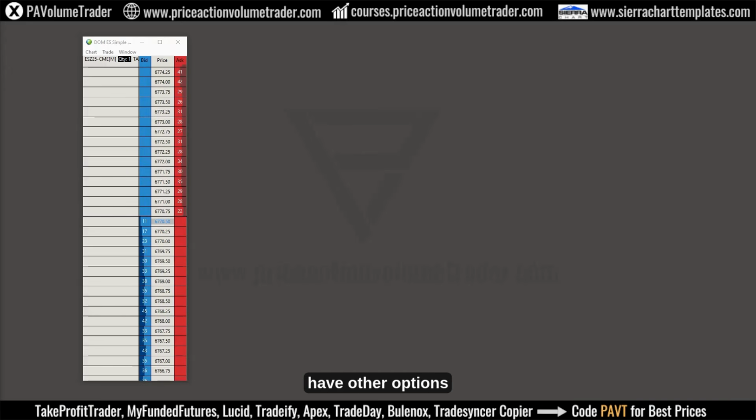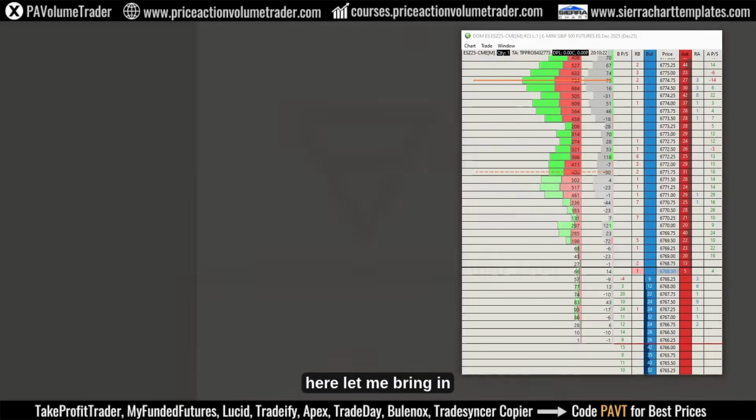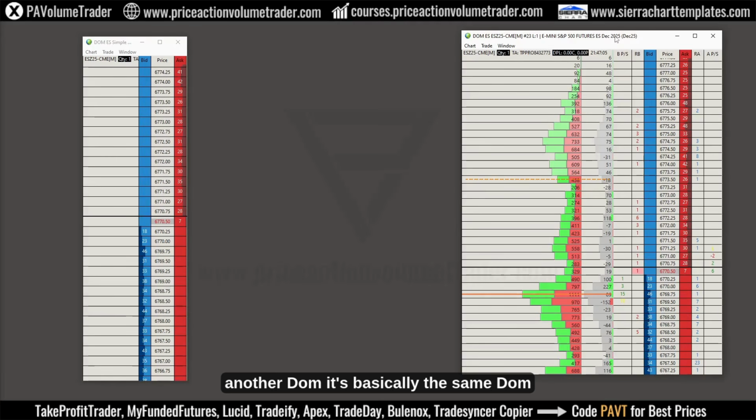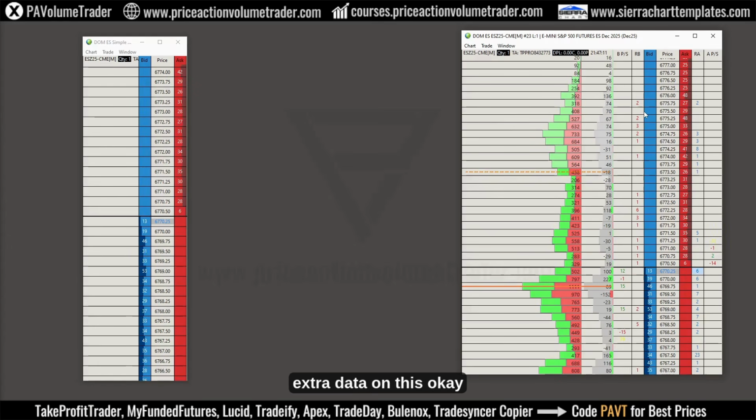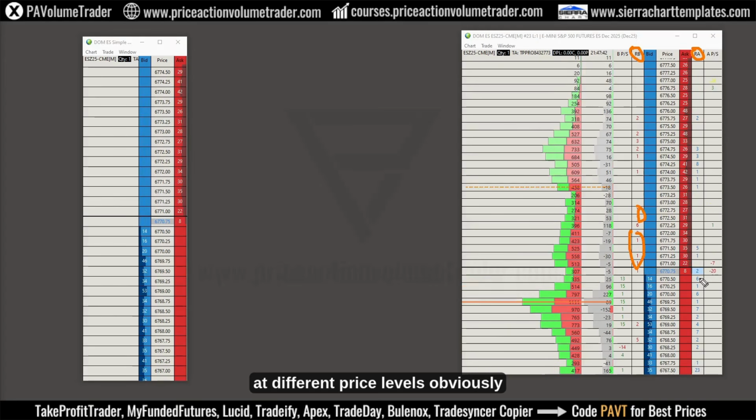We have other options here. Let me bring in this is another DOM. It's basically the same DOM, but I've added some columns and some extra data on this, okay? So for example, this one, we have the price, we have the limit orders to buy, limit orders to sell on the ask or the offer, limit orders to buy on the bid, and then here I have the recent bid and recent ask. This just shows recent market order executions at different price levels.